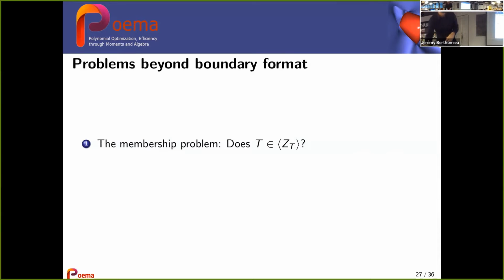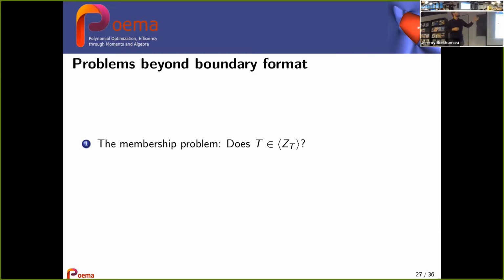So this closes the first part of the talk, and then I want to talk a bit just about this boundary format condition. There are some problems where this boundary format condition has been an obstruction. One of them is: does T belong to the linear span of its singular tuples, of its eigentensors?